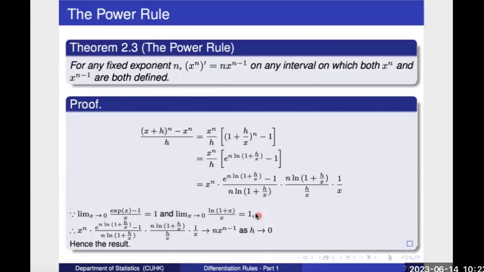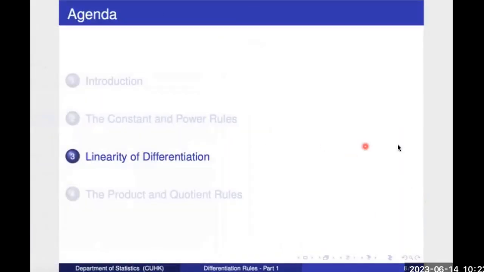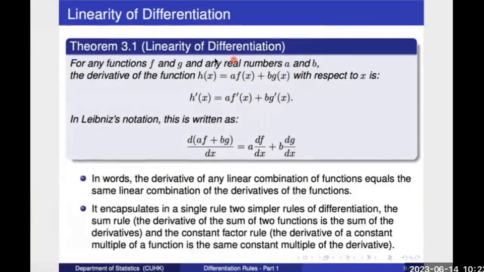Now let's move on to linearity of differentiation. Theorem 3.1 states that for any functions f and g and any real numbers a and b, the derivative of the function h of x equals a times f of x plus b times g of x with respect to x is h prime of x equals a times f prime of x plus b times g prime of x.